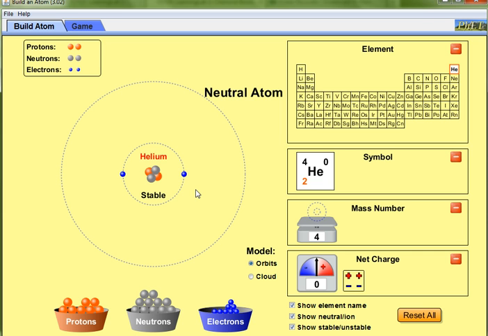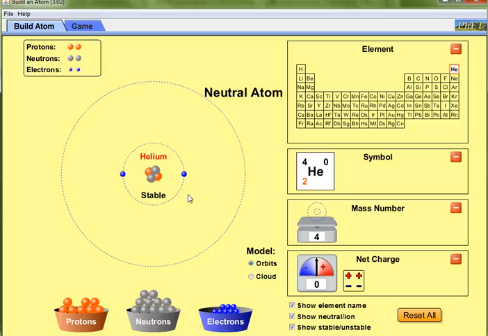The number of protons and number of electrons needs to be balanced for an atom to be considered neutral. If you remove, let's say, electrons, you see the alpha particle. This is an alpha particle, a helium 2+ ion. And this is a neutral helium atom.